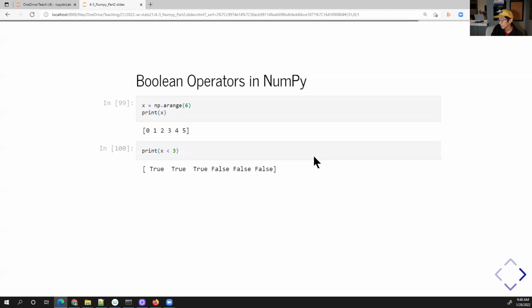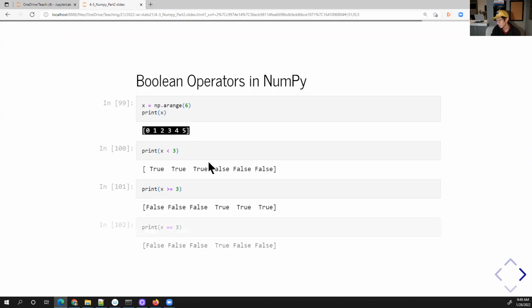Okay, Boolean operators. So you can do basic comparisons and it will return a bunch of Boolean values, these true false values. And this behaves exactly, I think, as one would expect. Which elements in our array X are less than 3, which elements in our array X are greater than or equal to 3, which ones are exactly equal to 3, right?